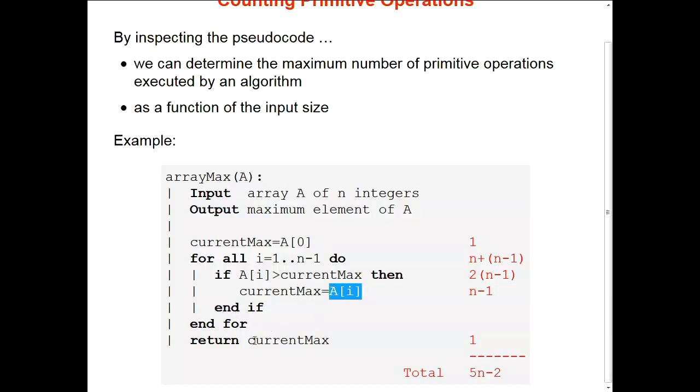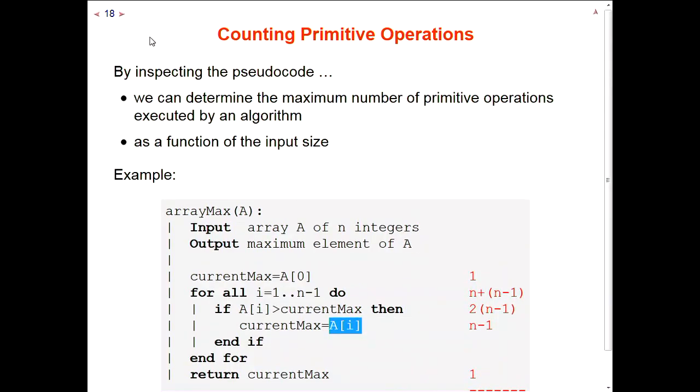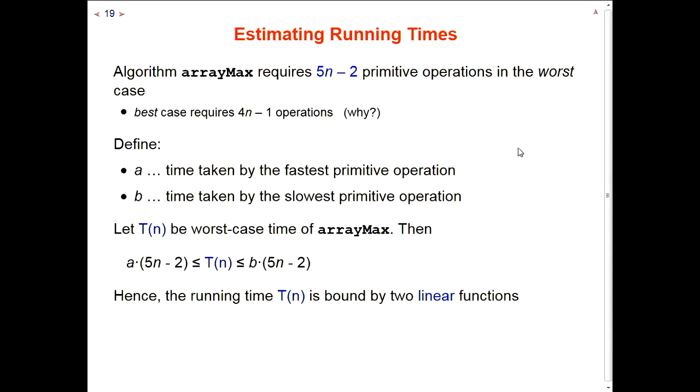Lastly, we have that return statement, and I said returning from a function shall also count as one primitive operation. And then if you add all this up, you will see that in total we have 5 times n minus 2 primitive operations. Now that was really a bit painful and was using the exact definition of primitive operations to arrive at that number. And the question is, what can we now?